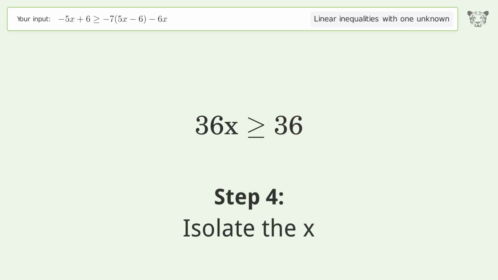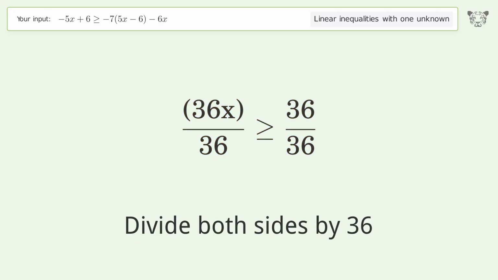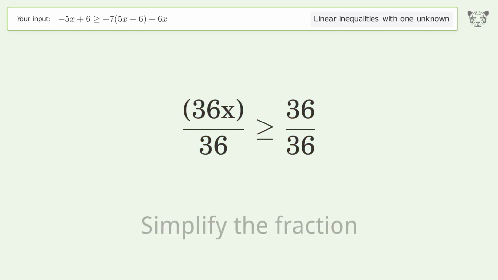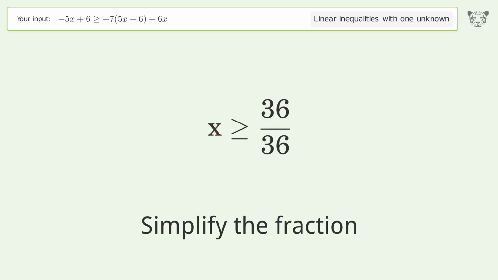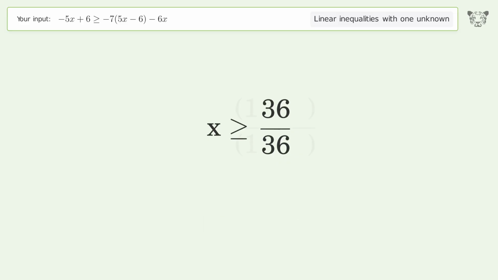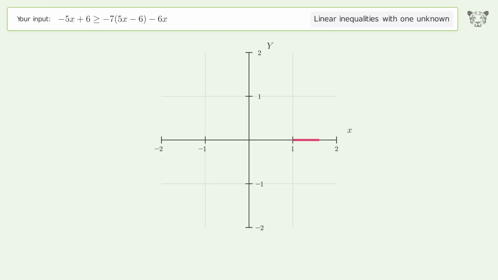Isolate the x. Divide both sides by 36. Simplify the fraction. Plot the solution on a coordinate grid. And so the final result is x equal or greater than 1.